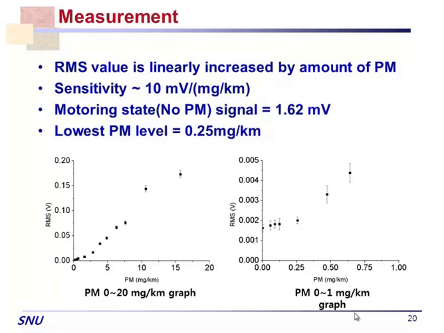Actually, this is a kind of binary sensor, but for the characterization, we measure all these signals, and then at the motoring state without the particulate matter, the offset is about 1.6 millivolt. And then in this area, we check things like the offsets. So we think the lowest PM level is about 0.25 milligram per kilometer.